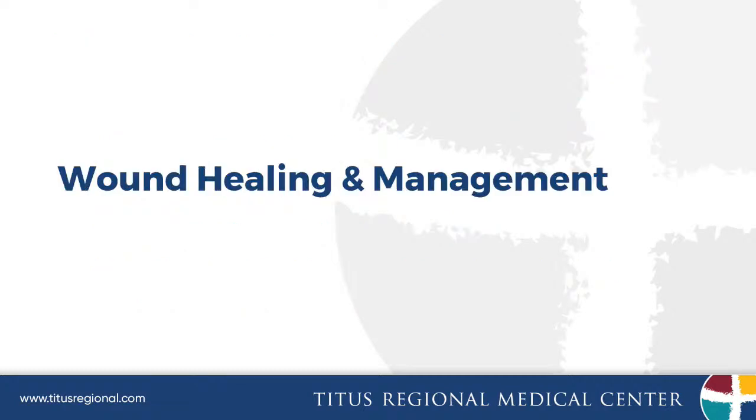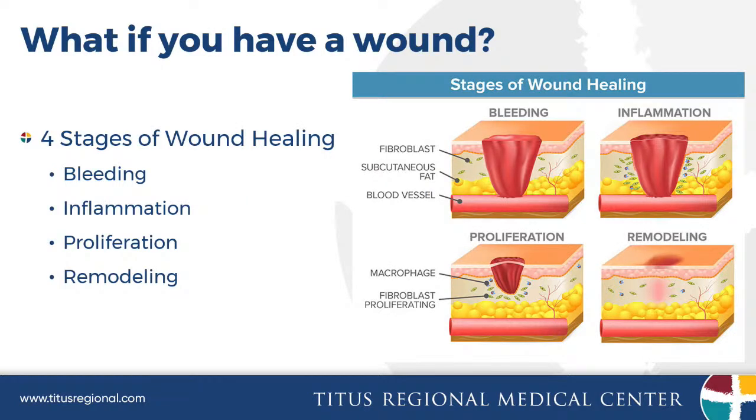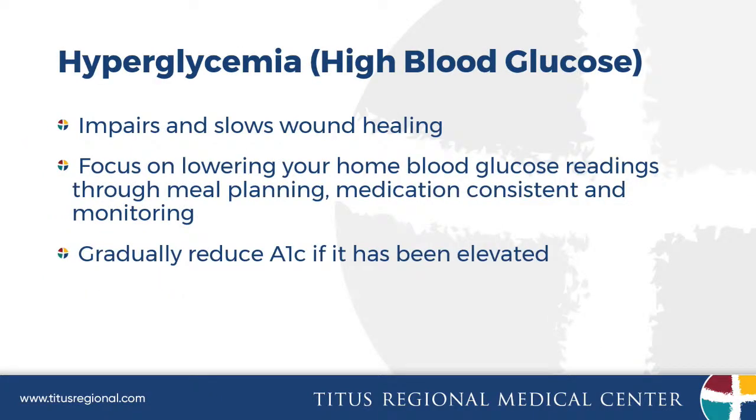Wound healing and management. What if you've already got a wound? Well, there's 4 stages of wound healing. They include bleeding, inflammation, proliferation, and remodeling. It can take from 3 weeks to as long as 2 years for a wound to finish the healing process, depending on the severity of the wound and the status of your diabetes control.